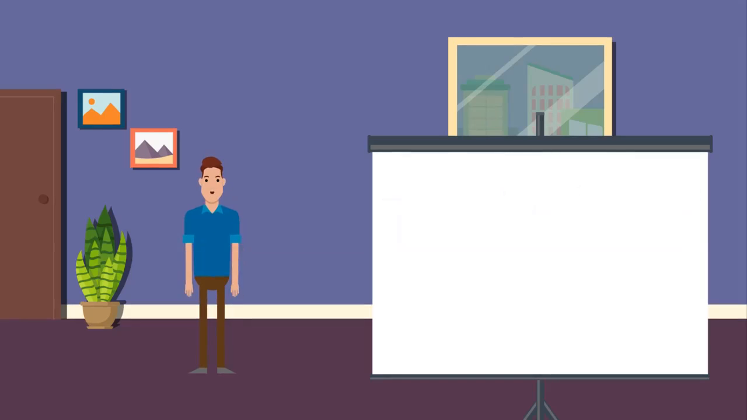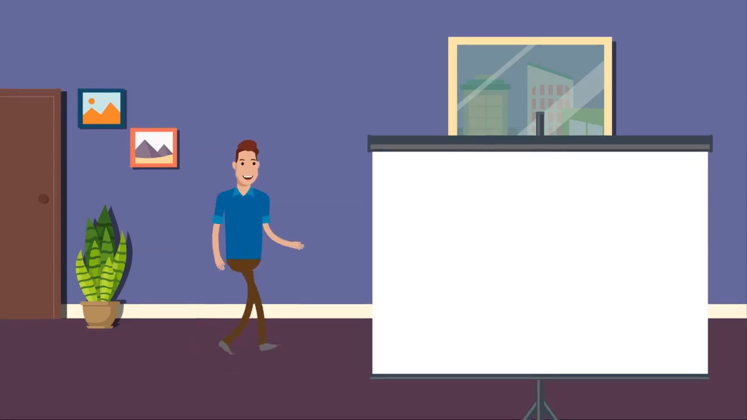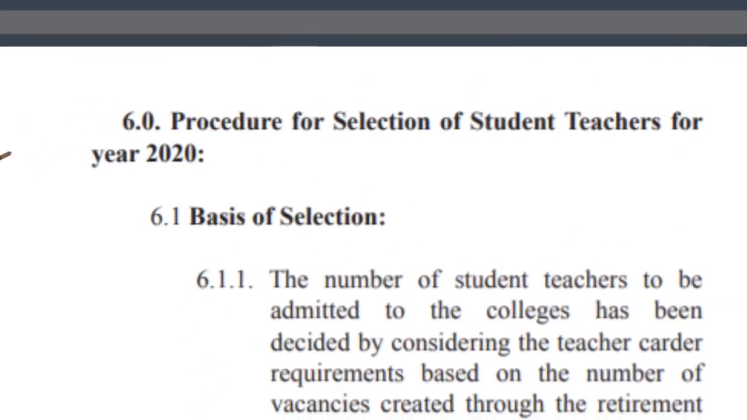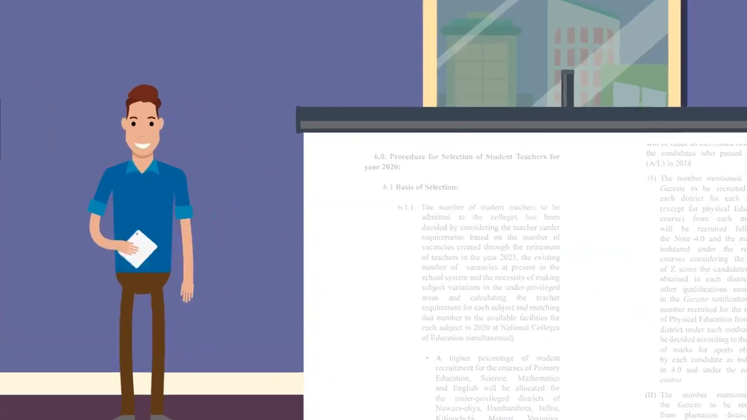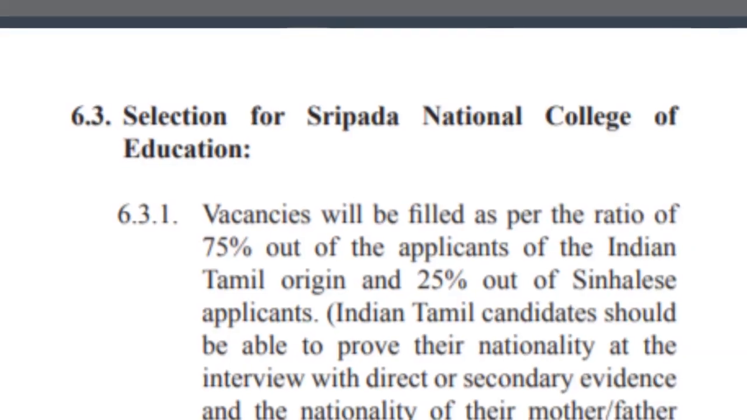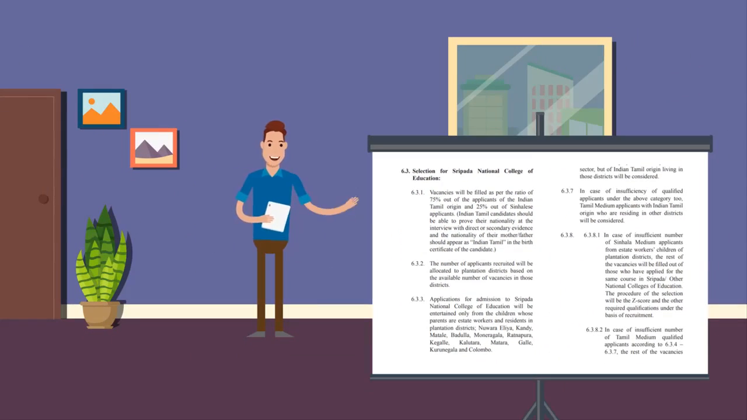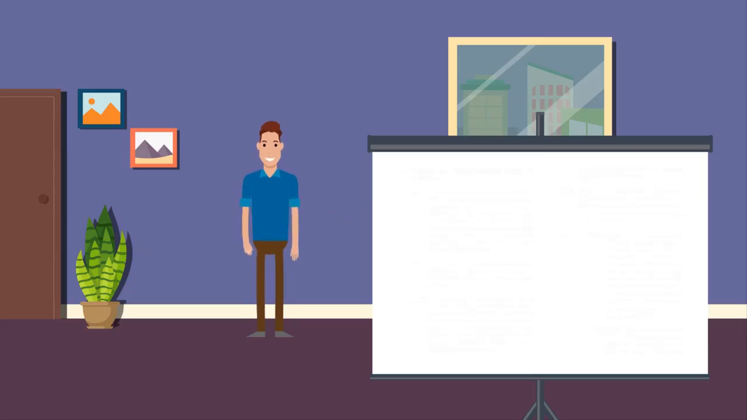Only Sinhala or Tamil medium candidates who have completed the qualifications mentioned in paragraph 6.0 of the Gazette notification, selection of trainees for the year 2020. Under section 6.3, those applying for selection to the Sri Pada National College of Education are required to apply for the courses at the Sri Pada National College of Education.